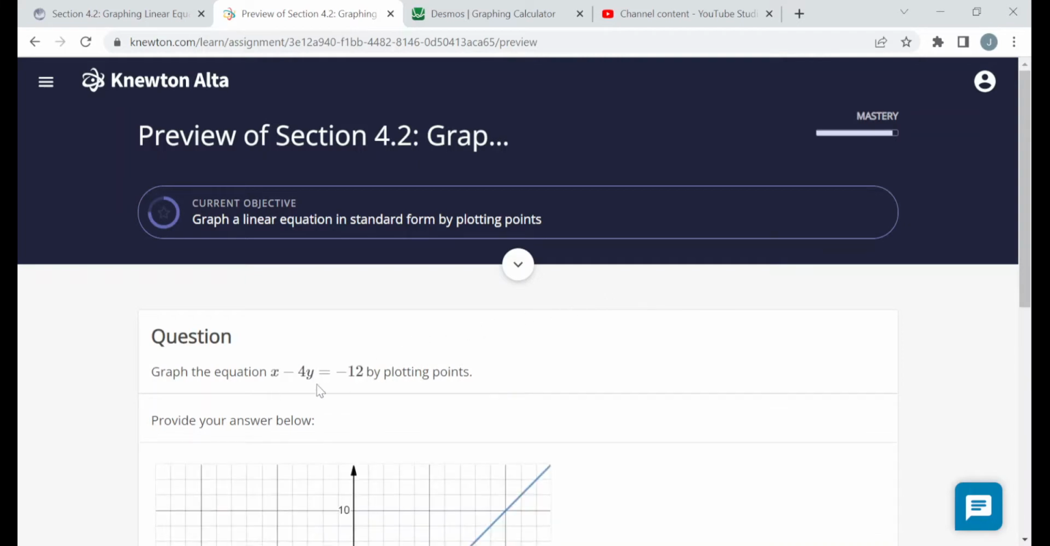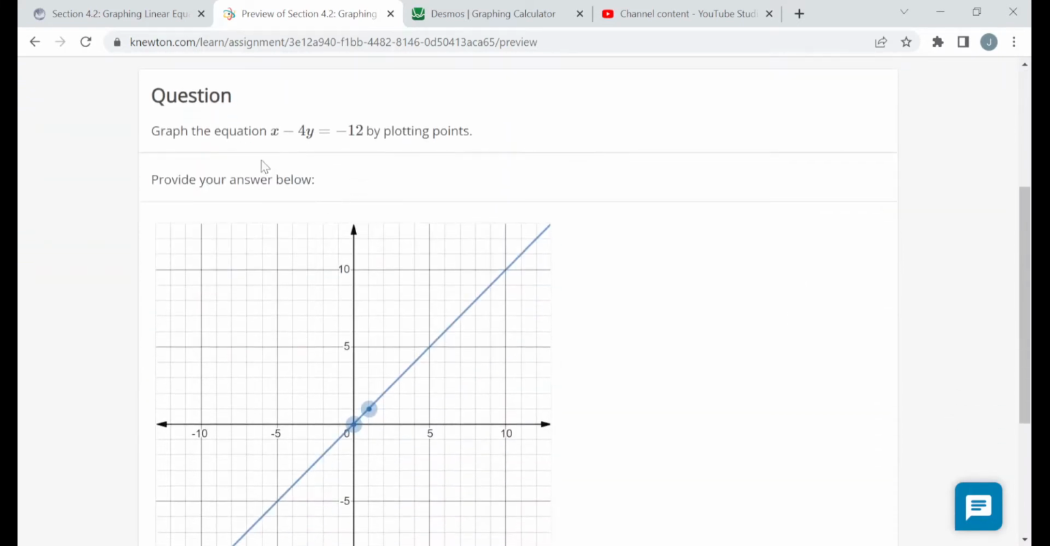So x minus 4y equals negative 12. Once again, an equation in standard form. You can find any solutions you wish. I find it easier to find the x-intercept and y-intercept, the points where the y is 0 or the x is 0. Now if x were 0, y would have to be positive 3, sorry, 12 divided by negative 4, which is negative 3. So 0, 3 for the y-intercept.